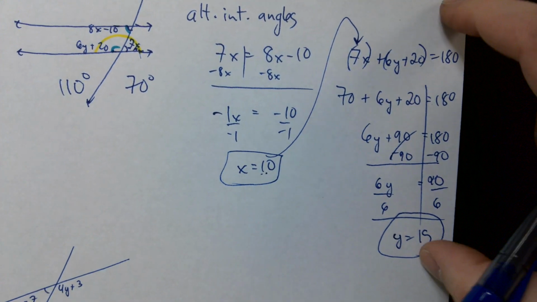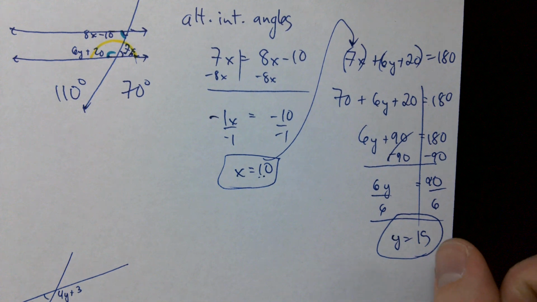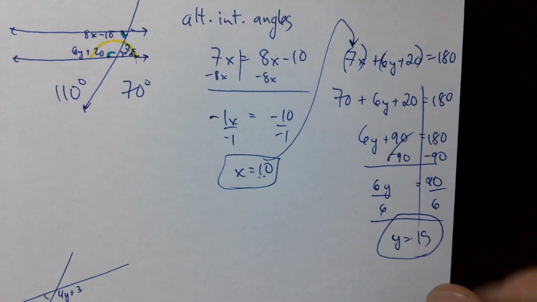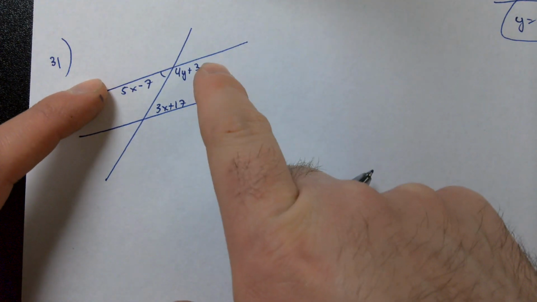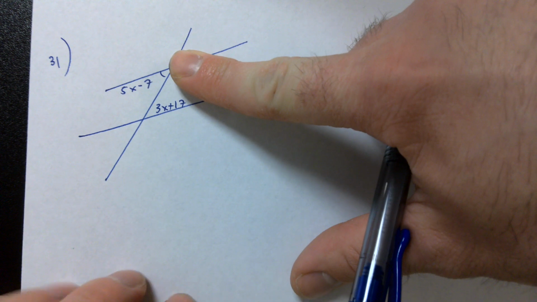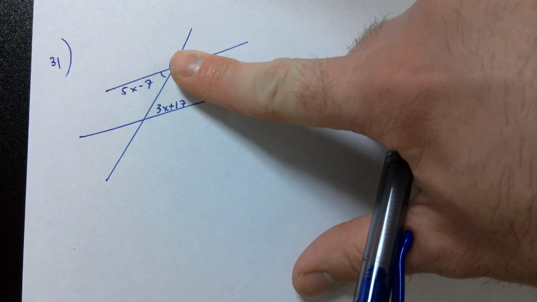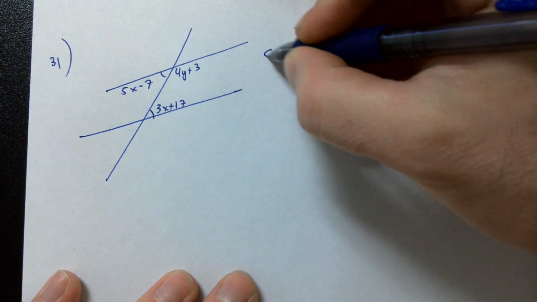Give me a thumbs up. You got 10 and 15 for number 30. Ava did, Christian did, Melanie did, Alex did, Arisha did, Colby did. Great job. And then if we look at 31, same idea. I've got an x, and a y. I'm going to ignore the y for a second and just look at x. What type of relationship do we have there? Yeah, Alex? There we go. Same thing. Alternate interior.